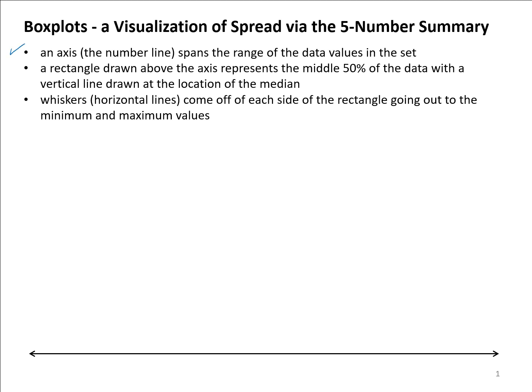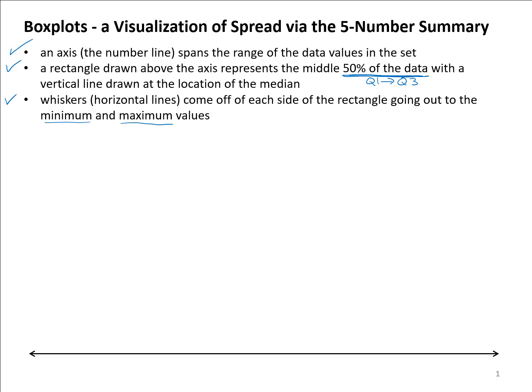We're going to create an axis or a number line that spans the range of the data we want to represent in our set. We're also going to then do a rectangle above that axis that represents the middle 50% of the data. So that would be from Q1 to Q3 with a vertical line drawn at the location of the median. And then we're going to have whiskers, or horizontal lines, that come off each side of the rectangle going out to the max and min values.